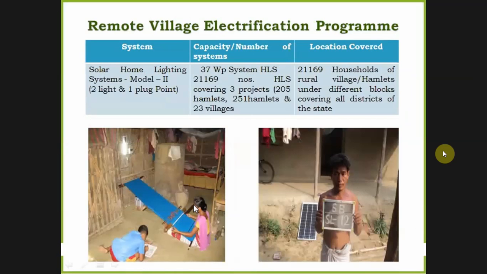And this is the home lighting system. This is a small system, 35 watt capacity, and 21,169 families we have covered by this home lighting system. And the system has three light points, one small point for TV, black and white TV.